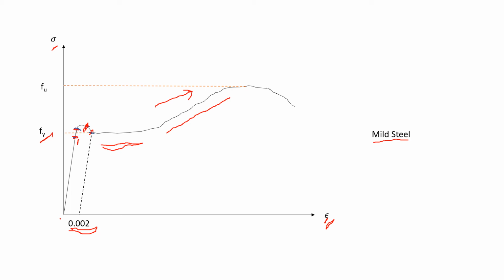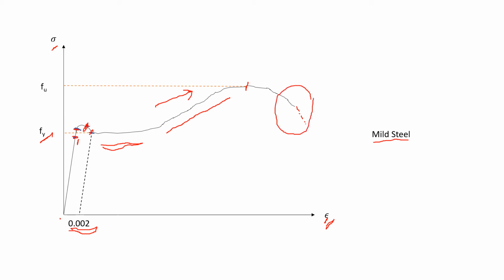Then again, this is the ultimate point. The ultimate point is where the material has its maximum stress or maximum strength, denoted by Fu, and then it starts losing strength and at some point it fails. So this curve is the nominal stress strain curve.